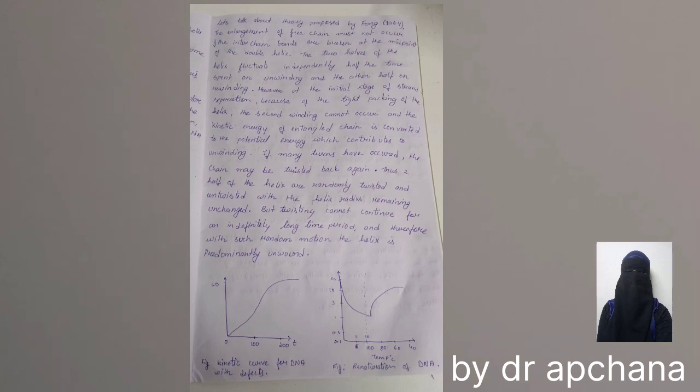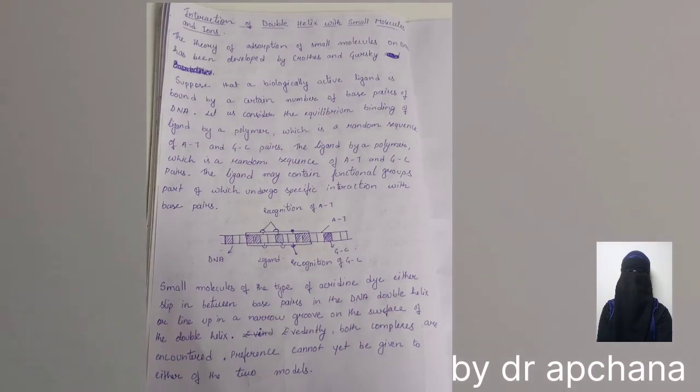Thus, the two halves of the helix are randomly twisted and untwisted with the helix radius remaining unchanged. But twisting cannot continue for an indefinitely long time period, and therefore with such random motion the helix is predominantly unwound. Here you can see two graphs: the kinetic curve for DNA with defects, and the other one is the denaturation of DNA. So another topic is the interaction of the double helix with small molecules and ions.